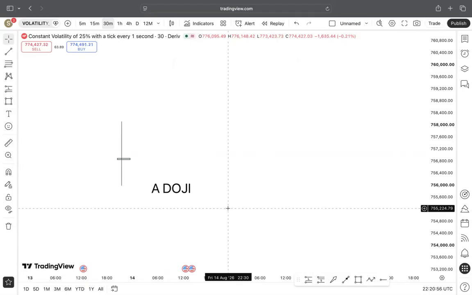Anywhere you see a doji candlestick, it is telling you that the market is in a pause and there is no clear direction just yet. So you wait for the next candlestick to print before making your decision.